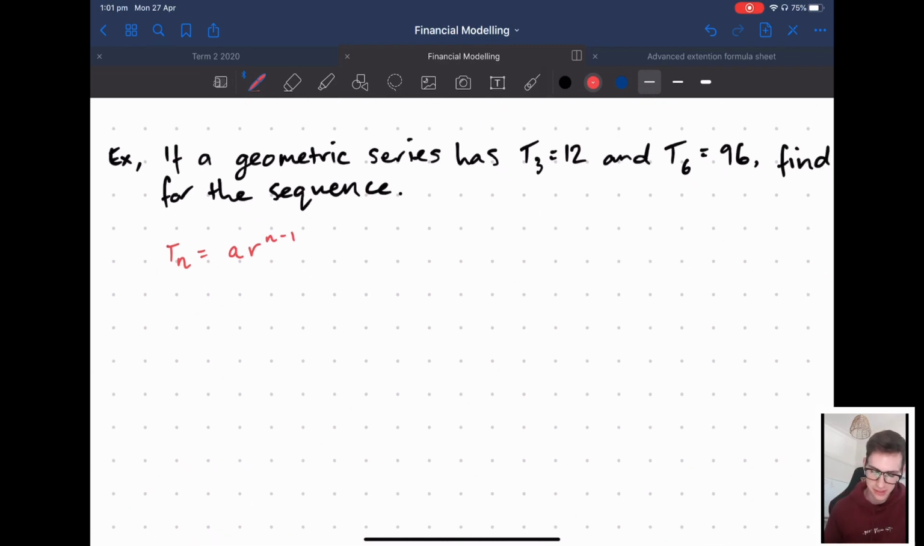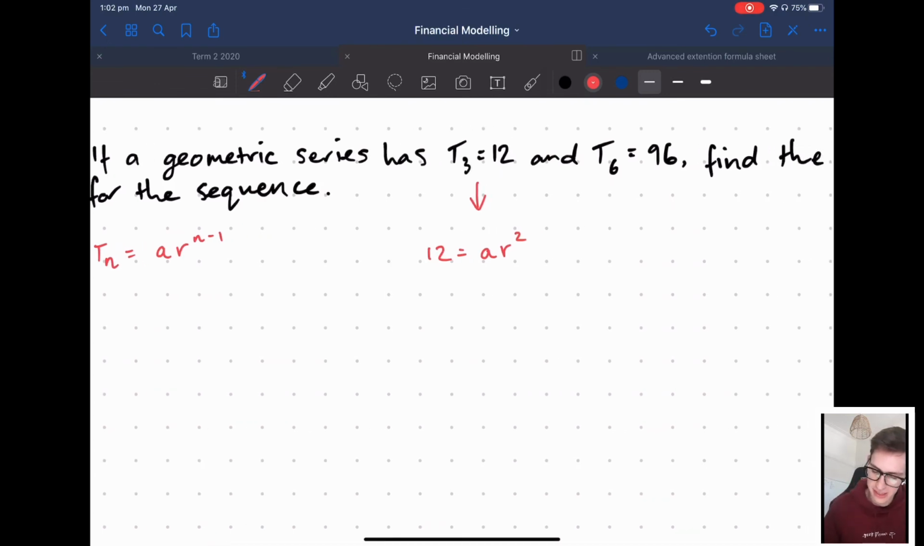Okay, so now if T3 is 12, that means I'm going to have an answer of AR squared, because 3 minus 1 is 2. And now that's T3, so I'm actually going to replace that with what T3 is, which is 12. Now I can do the same thing with T6. I'm going to get 96 when, now remember this was T6, I've jumped straight to the answer this time, I'm going to have 1 less as my power, so 5.